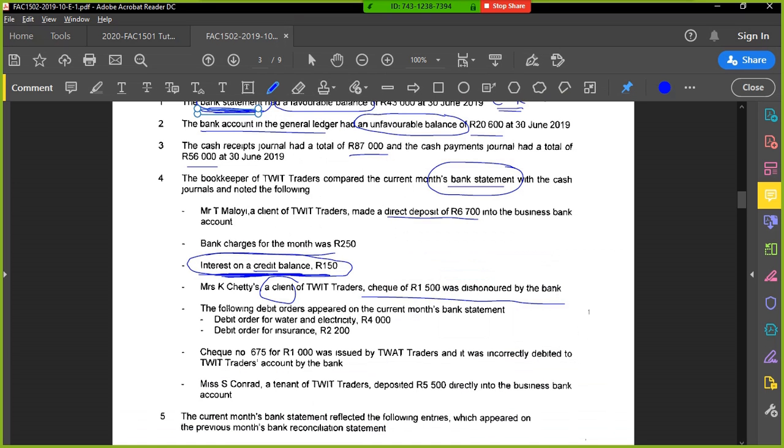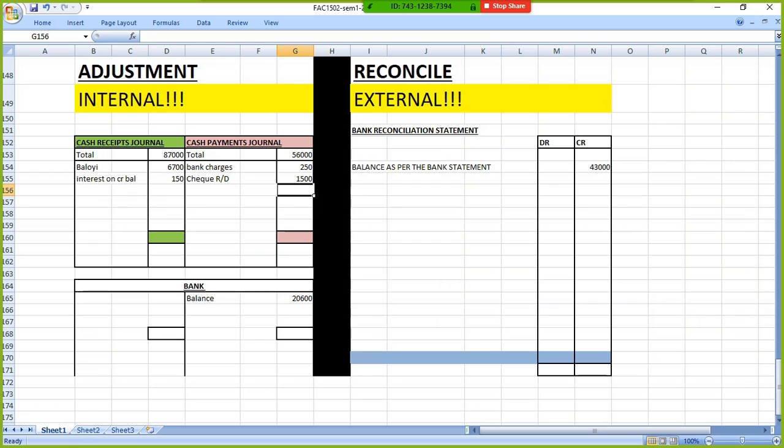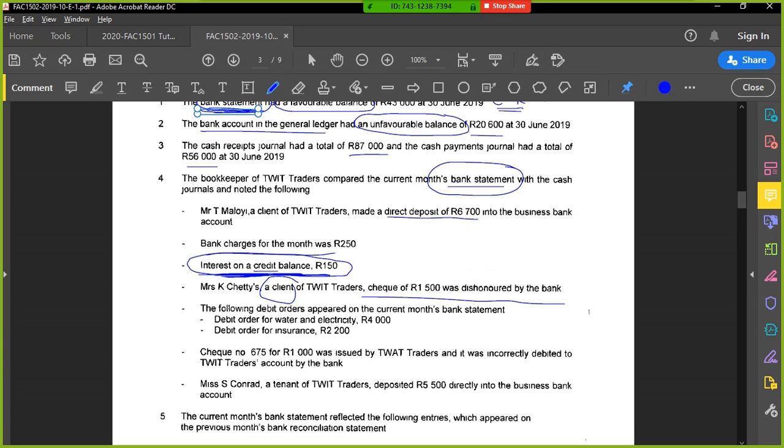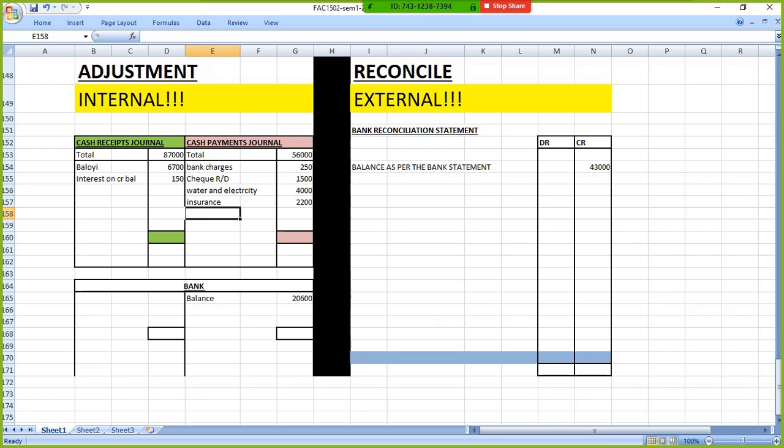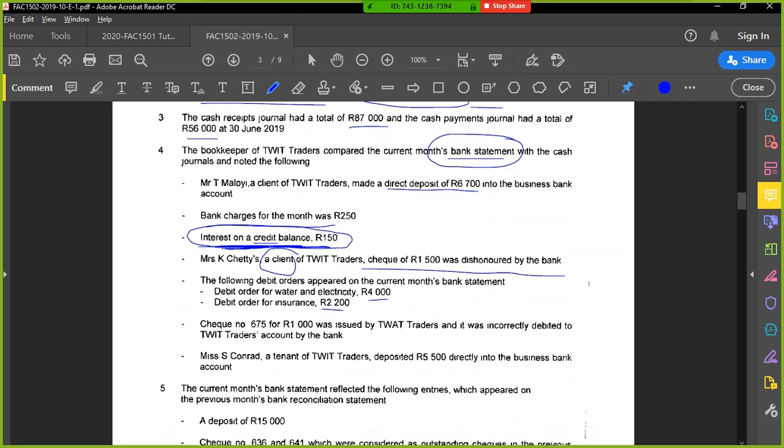Next. The following debit orders appeared on the bank statement. Adjust to reconcile. Adjust. Receipts or payments? Payments. Good. Water and electricity and insurance. Was that 4.5? No, not 4.5, it's 4,022. Let's just double check so we don't make mistakes. Yes, okay, next.